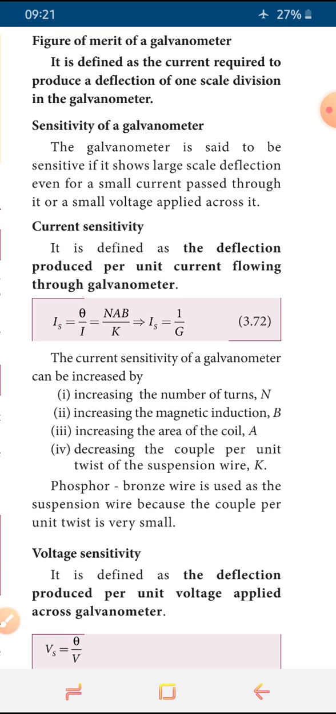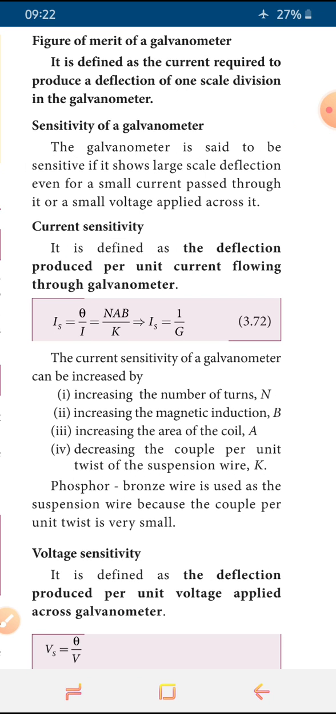The figure of merit of a galvanometer is nothing but the current required to produce a deflection of one scale division in the galvanometer. How much current do we require to produce one scale deflection? This is called the figure of merit of the galvanometer. Then we have the sensitivity of a galvanometer. We can say a galvanometer has good sensitivity when it shows a large deflection for a small current passing through it. This is called the sensitivity of a galvanometer.